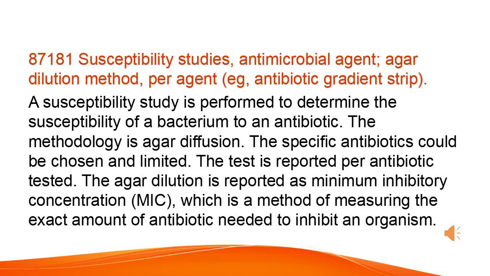Susceptibility studies, antimicrobial agent, agar dilution method, per agent, e.g., antibiotic gradient strip. A susceptibility study is performed to determine the susceptibility of a bacterium to an antibiotic. The methodology is agar diffusion. The specific antibiotics could be chosen and limited. The test is reported per antibiotic tested. The agar dilution is reported as minimum inhibitory concentration, MIC, which is a method of measuring the exact amount of antibiotic needed to inhibit an organism.